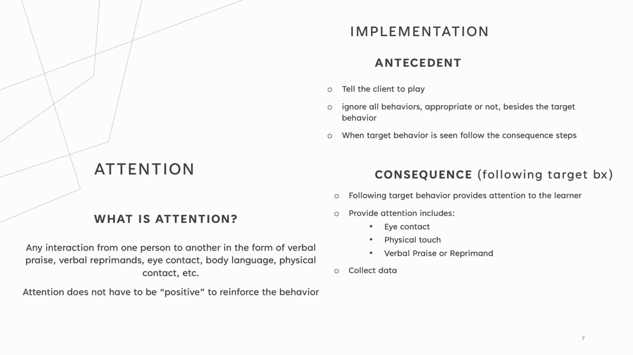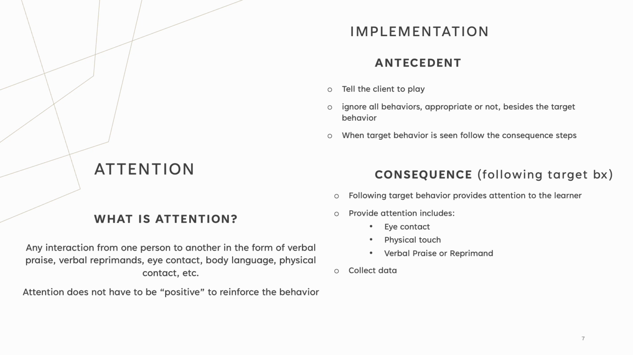Next, we have attention. First, we have to understand what attention is in the world of ABA. In ABA, attention can look like an interaction from one person to another in the form of verbal praise, verbal reprimands, eye contact, body language, physical contact, facial expressions, etc. It does not have to be positive to reinforce the behavior.